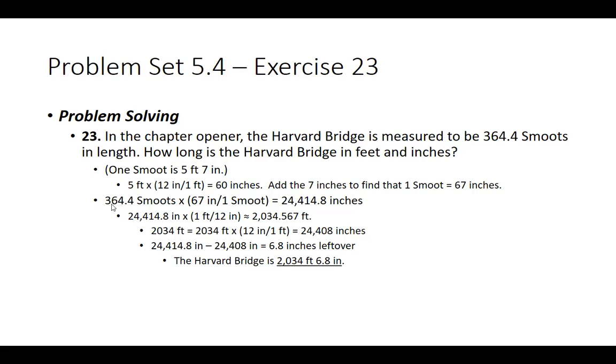Now, we're going to convert 364.4 smoots into inches. We need smoots on the bottom and inches on top, so smoots cancels away. Inches on the top means we're going to convert into inches. 364.4 times 67 divided by 1 gives us 24,414.8 inches.